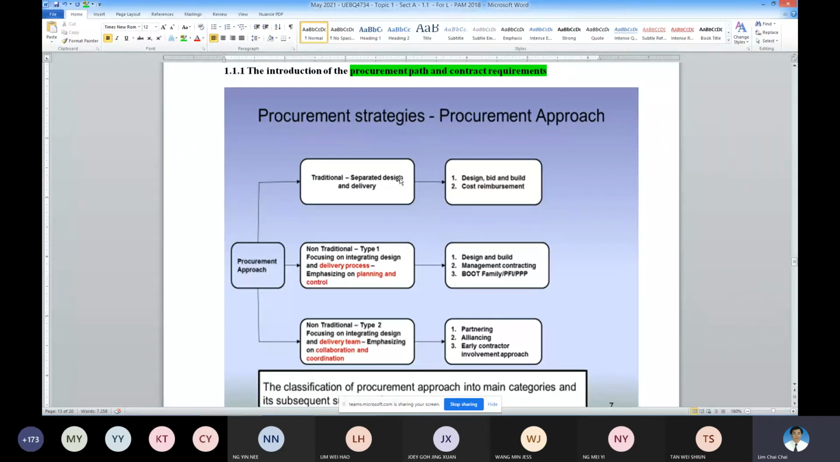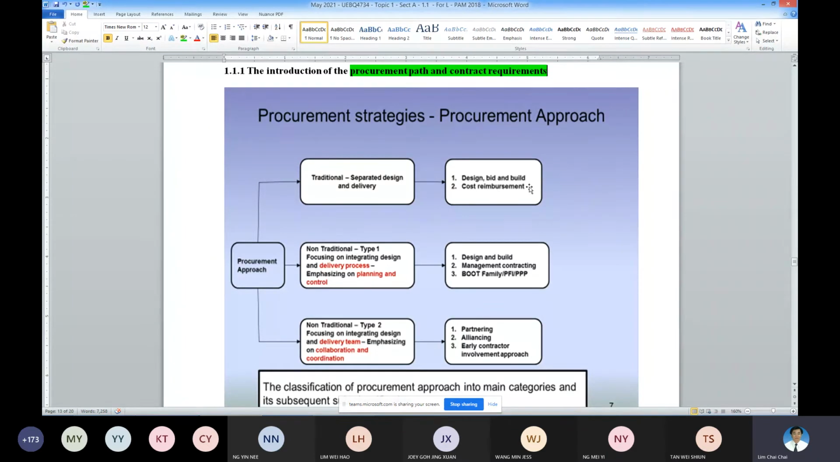Okay, so under traditional, there are two subcategory in terms of the naming. One of them is design, bid, and build, and the other one is cost reimbursement type of arrangement.